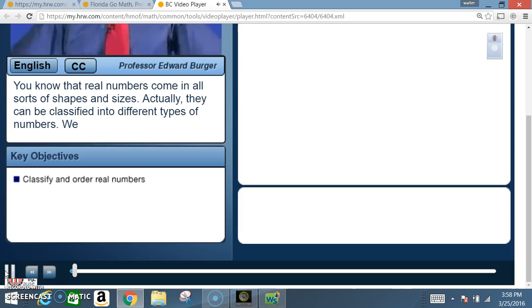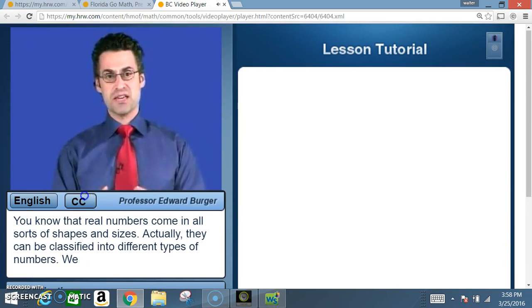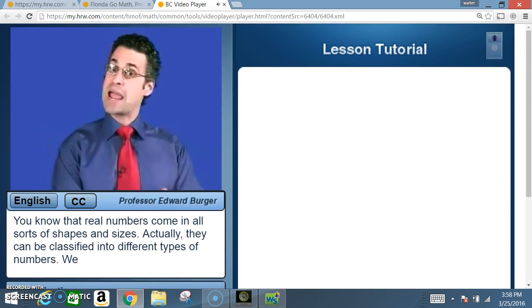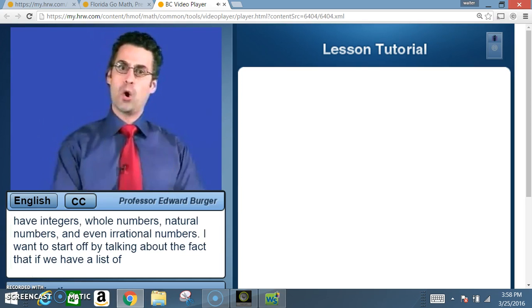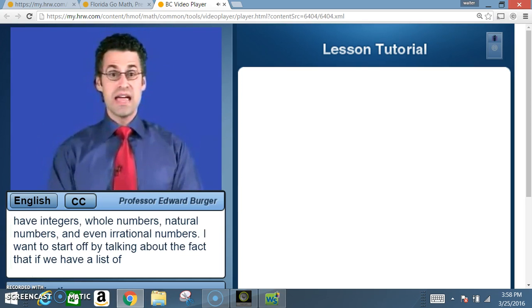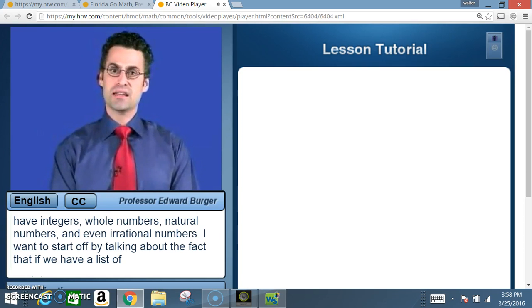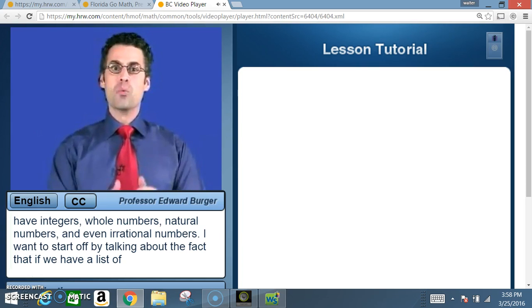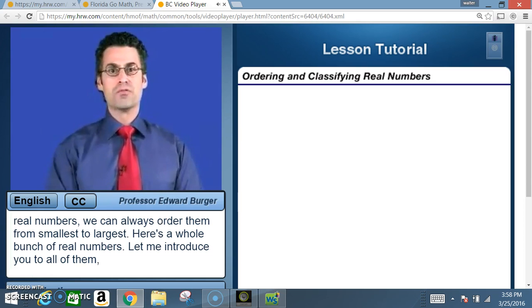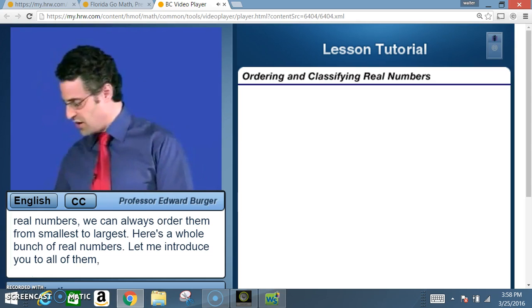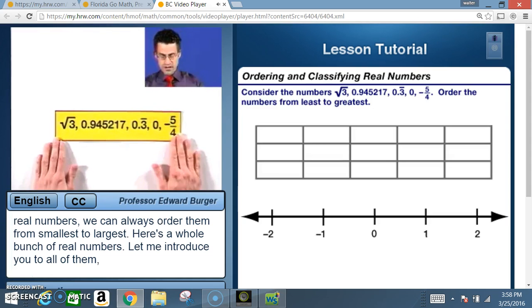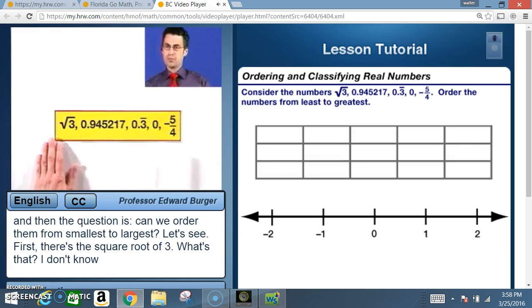You know, the real numbers come in all sorts of shapes and sizes, and actually they can be classified into different types of numbers. We have integers and whole numbers and natural numbers and even irrational numbers. I want to start off by just talking about the fact that if we have a list of real numbers, we can always order them from smallest to largest. So here's a whole bunch of real numbers. Let me introduce you to all of them, and then the question is, can we order them from smallest to largest? So let's see.